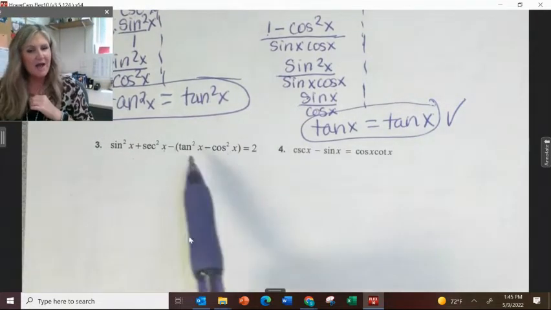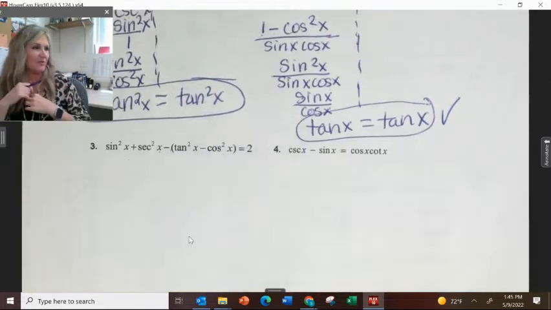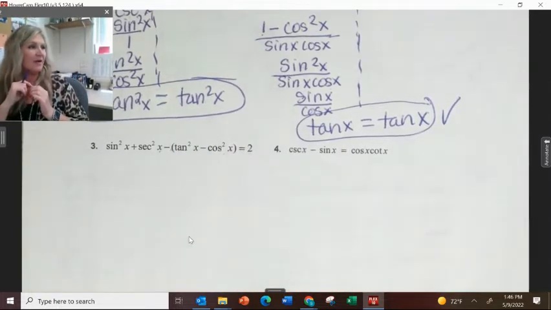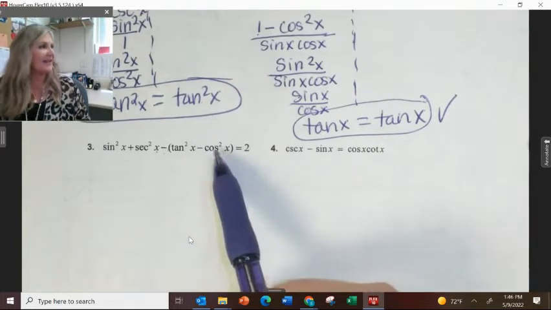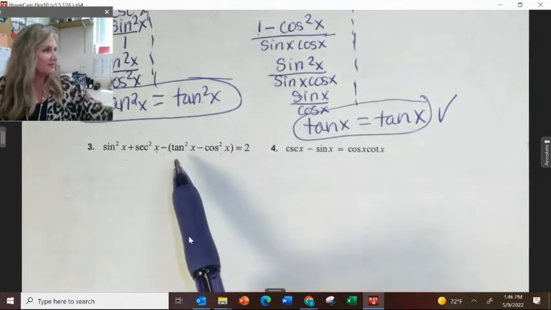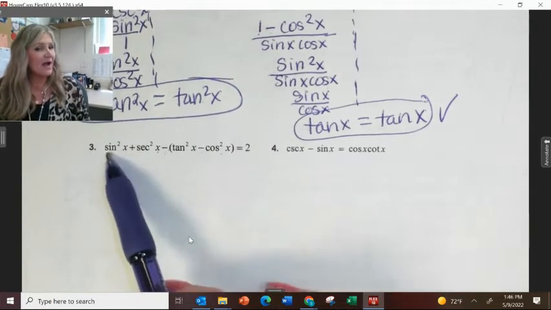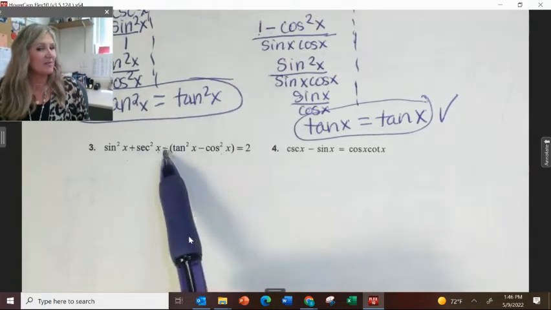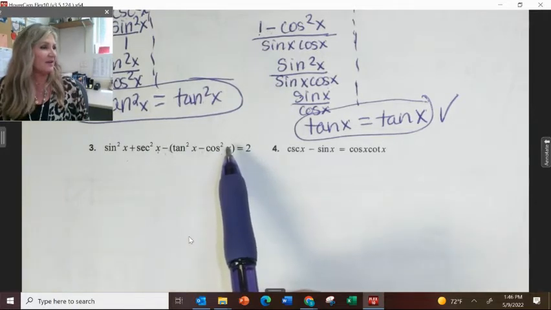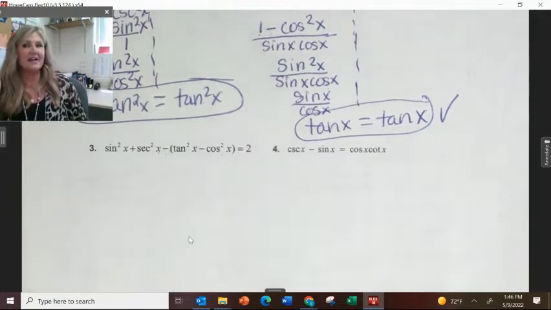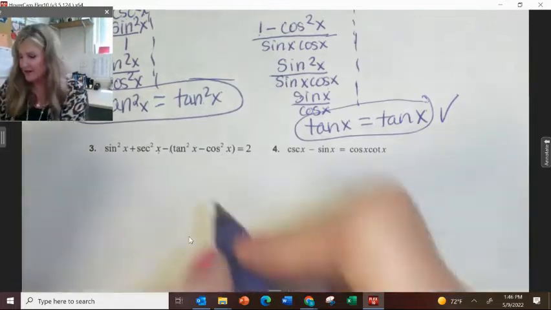See, once you've done these a couple of times, then you kind of can see some patterns. Why might it be a good thing to distribute this through? Yeah, that's one reason. So we don't forget to multiply by a -1. Why else, though? Can you think ahead and think what we're going to get if I distribute that through? And why is it good to have sine squared plus cosine squared? What's that the same thing as? So that's why I'm thinking ahead like, ooh, that's going to be good to just go ahead and distribute this negative.